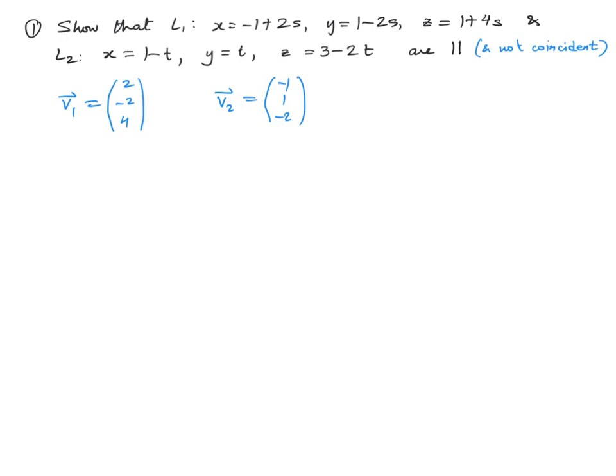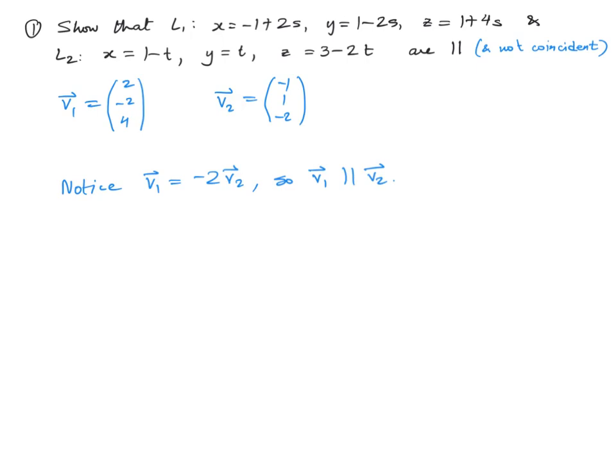Now to show that these two lines are parallel, I can show that their direction vectors are scalar multiples of each other. So basically by inspection here, I can tell that, notice, v1 is negative 2 times v2. If I multiply that by negative 2, I get that. So v1 is parallel to v2, but we still don't know that these lines are not coincident. So what that means is they're not exactly the same line.